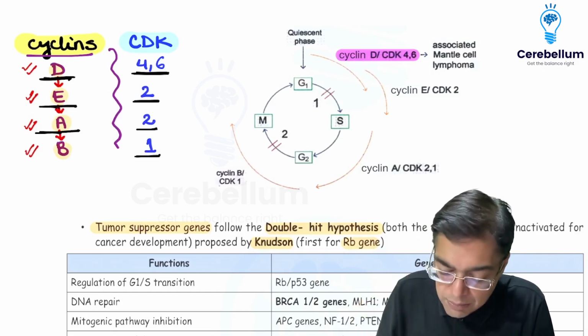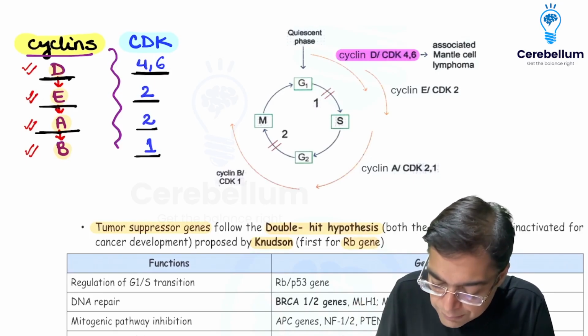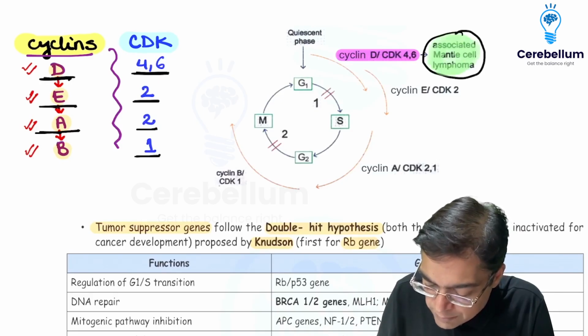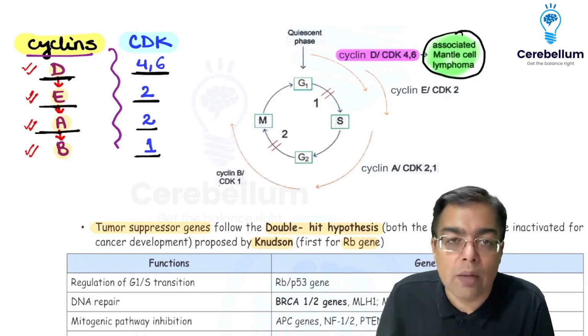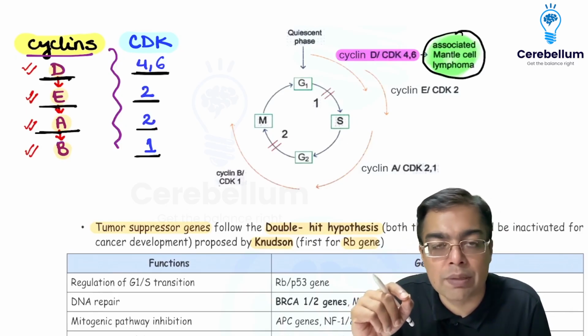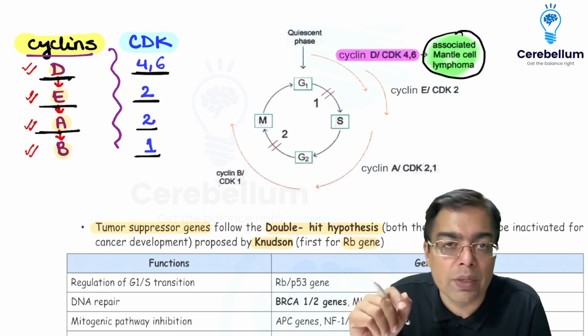One important example that I would like to share with you over here, friends, is that of mantle cell lymphoma. Mantle cell lymphoma is an example of a non-Hodgkin's lymphoma. And what we find in this kind of cancer is that there is an overactivity or overexpression of something like cyclin D, right? That's what we need to remember over here.